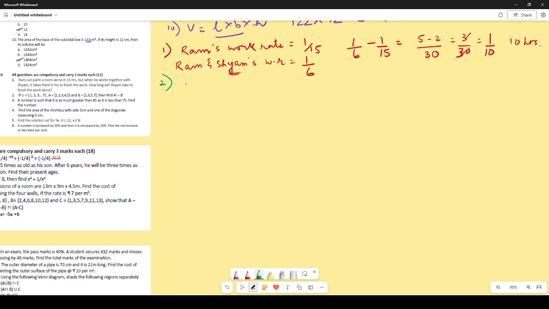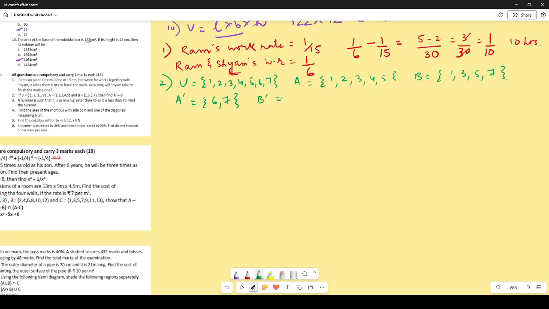The second question was from sets. So if the universal set is 1, 2, 3, 4, 5, 6, 7, A is 1, 2, 3, 4, 5 and B is 1, 3, 5, 7. What are we supposed to find out? First we find out A complement. What is A complement? A complement will be 6 and 7 because 6 and 7 are not in A. So A complement will be 6 and 7.